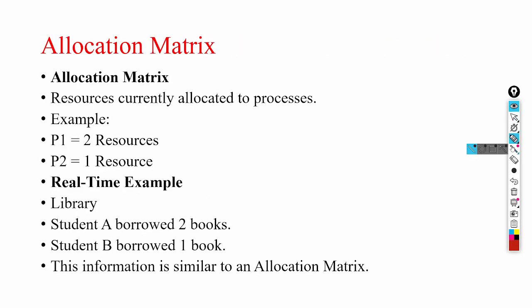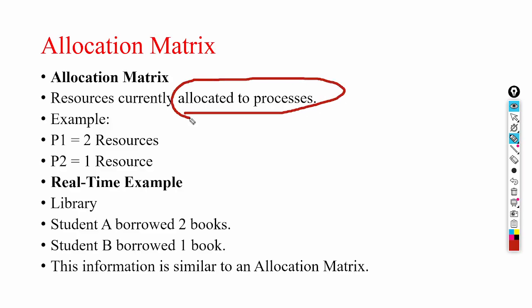What is the allocation matrix? The allocation matrix shows the resources currently allocated to the processes. For example, P1 has two resources and P2 has one resource. This matrix tells us how the resources are currently distributed among the processes.